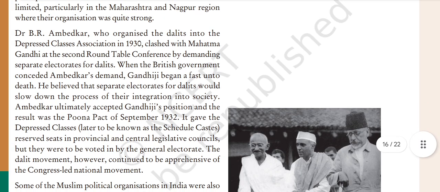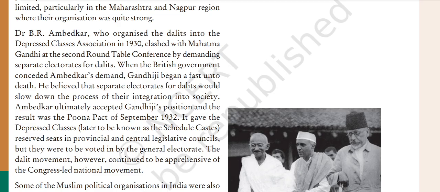Dr. B.R. Ambedkar, who organized the Dalits into the Depressed Classes Association in 1930, clashed with Mahatma Gandhi at the Second Round Table Conference by demanding separate electorates for Dalits. When the British government conceded Ambedkar's demand, Gandhiji began a fast unto death. He believed that separate electorates for Dalits would slow down the process of their integration into society. Ambedkar ultimately accepted Gandhiji's position, and the result was the Pune Pact of September 1932.